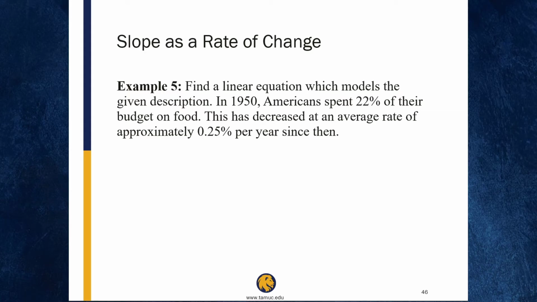The next thing we're going to talk about in regards to slope is how we can interpret slope as a rate of change. In this one it says find a linear equation which models the given description. In 1950, Americans spent 22% of their budget on food. This has decreased at an average rate of approximately 0.25% per year since then.